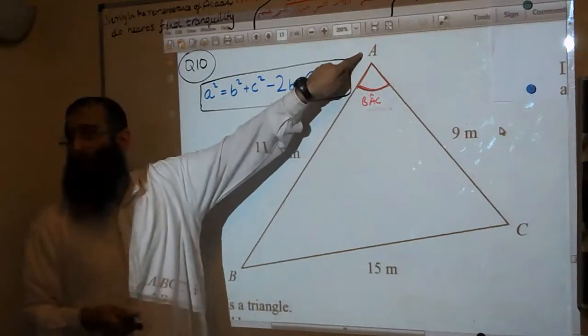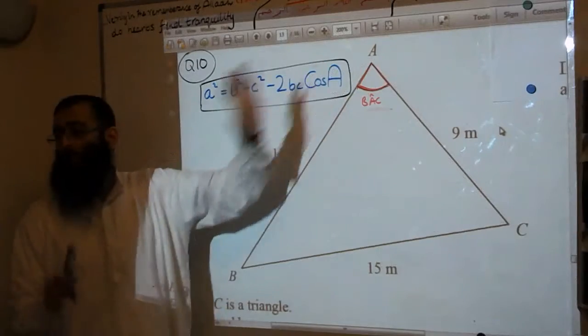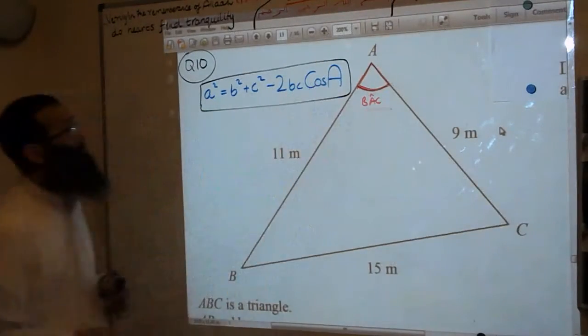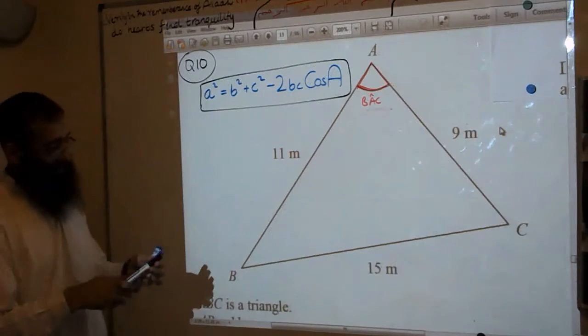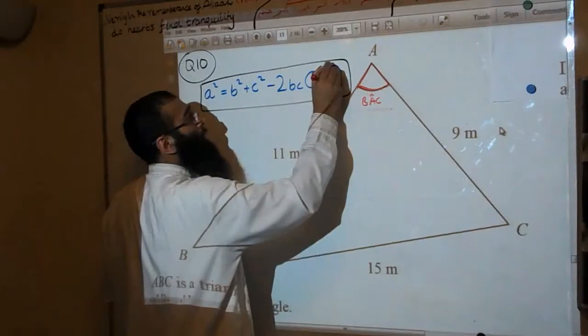Does that match our diagram? Yes. In this case it does. Okay, Idris? So that A matches our A, so we don't need to change the formula or relabel the diagram. Now, we want to work out this A, which we don't know at the moment.